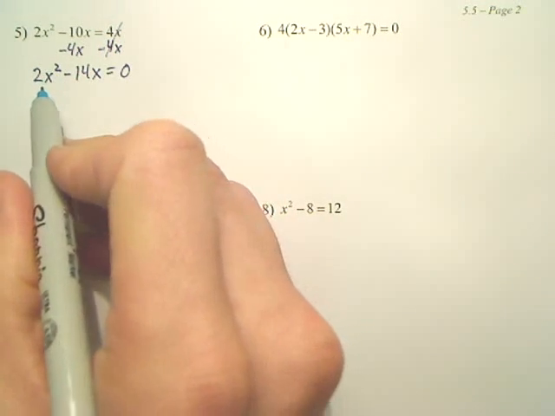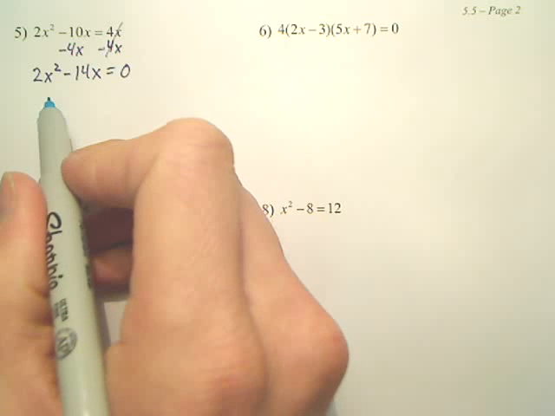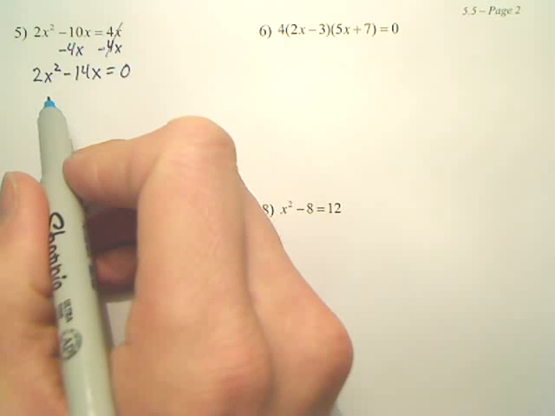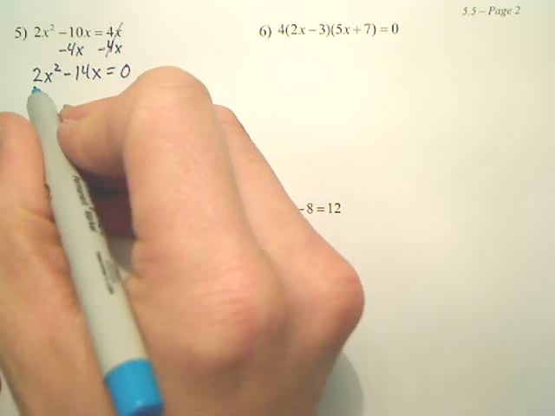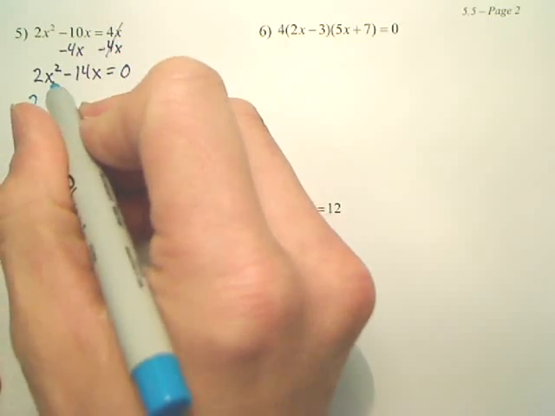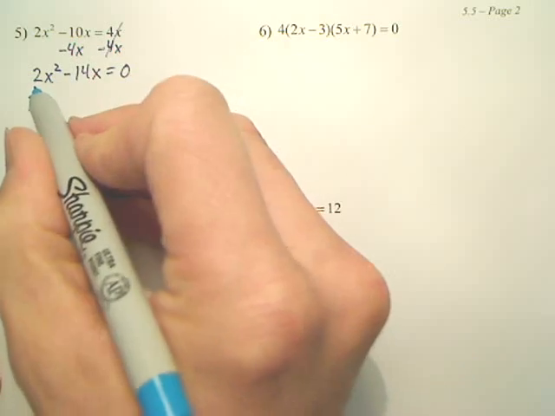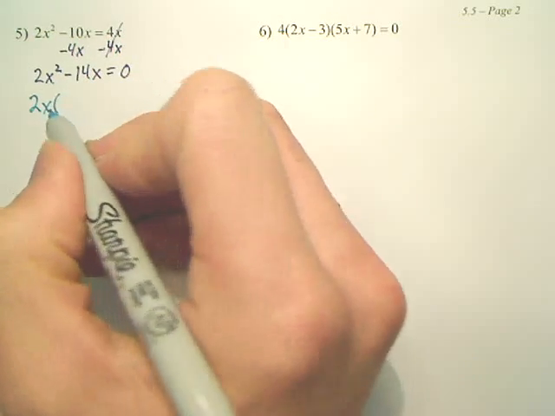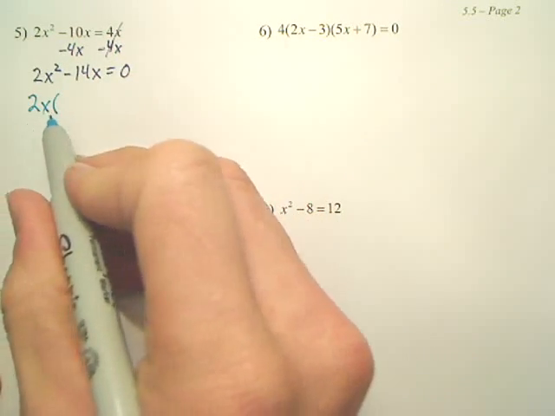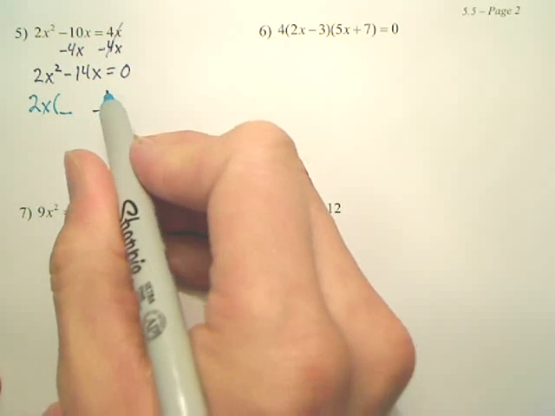Now this looks kind of like a weird factoring, but the first thing in all factoring problems is to pull out a GCF. So you should see a 2. You should also see an x in both those. So there's a 2 and x in both of those pieces. So when I pull out the 2x, that leaves me two things left over.